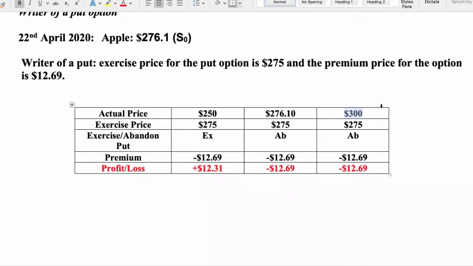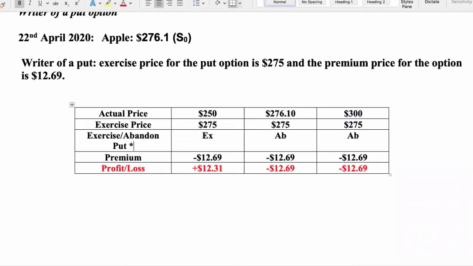You might have a 260 and a 280. If I were you, I'd spread them out a little bit wider like this in terms of the difference, so that you can take account of the premiums and still have a profit in there. What about exercising or abandoning the put?